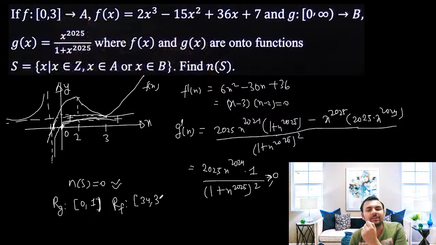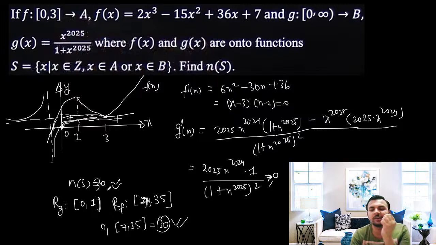So it is going, and at 0 it is 7. So can we say it's 7 to 35? 7 to 35 and 0 to 1. So the integers are 0 or 7 to 35. So we have 30 elements. Okay, we have 30 elements. We got it, 30 elements.